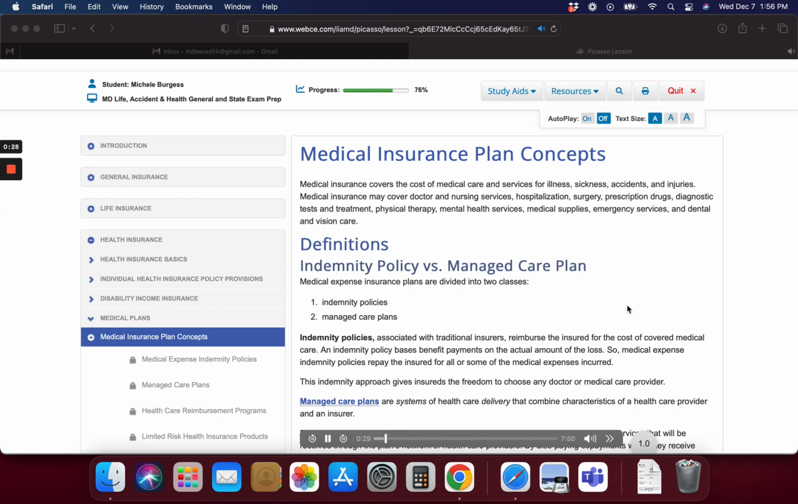Definitions. Indemnity policy versus managed care plan. Medical expense insurance plans are divided into two classes. Indemnity policies. Managed care plans.